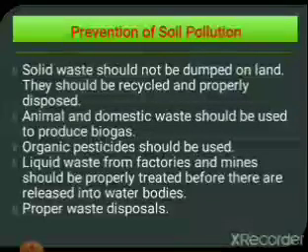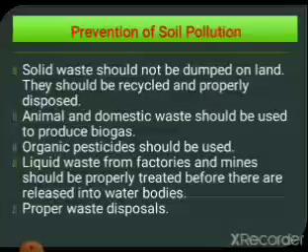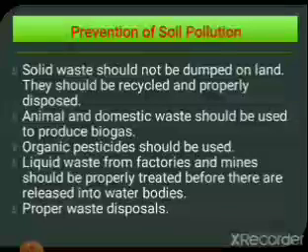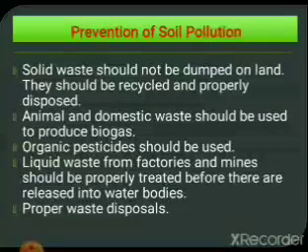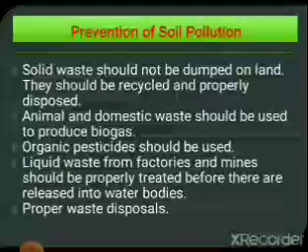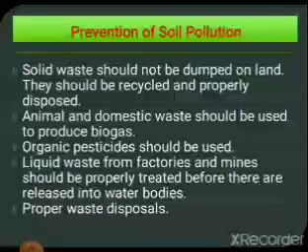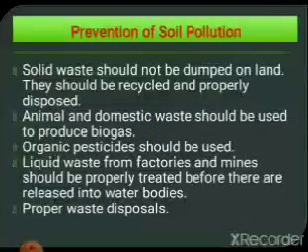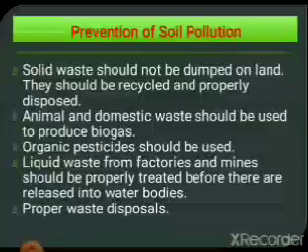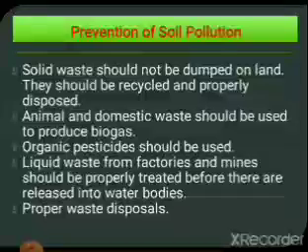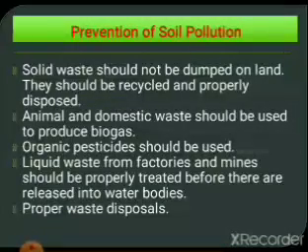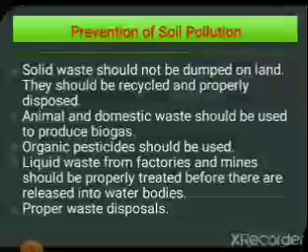If we follow these rules, that organic waste material should go in the organic dustbin, whereas non-organic waste material should go in the non-organic one, then we can prevent soil pollution. Animal and domestic waste should be used to produce biogas. So waste products of animals and domestic waste should not be thrown here and there. If we collect them and use them for the production of biogas, we can use it as a fuel. So we should follow this.